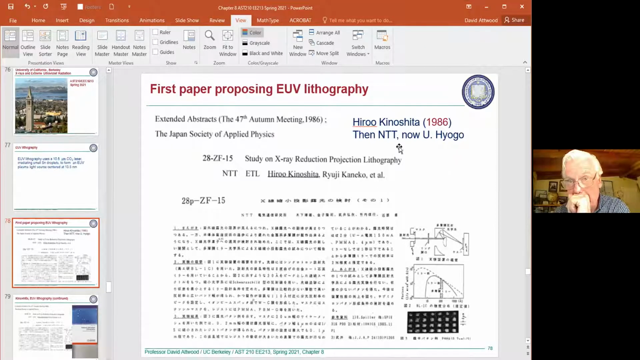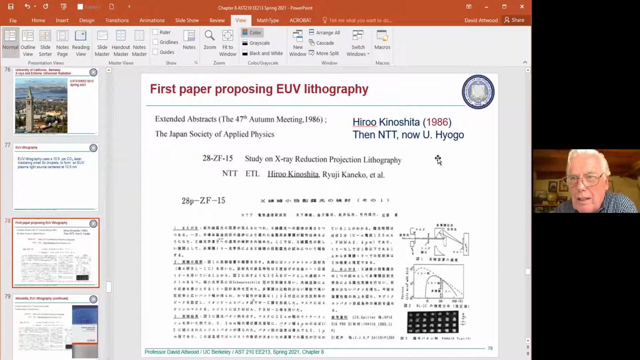It wasn't going anywhere. Kinoshita was working on it at NTT, which is like AT&T but Japan, Nippon Telegraph and Telephone. Like many others, he knew it just wasn't going anywhere, and he came up with this. He had read about two experiments. One involved Jim Underwood, later at LBL but not at the time, and a guy named Troy Barbee. Both of them were at Stanford.